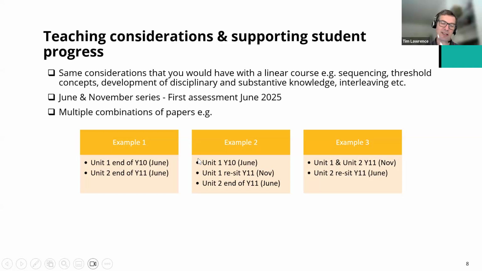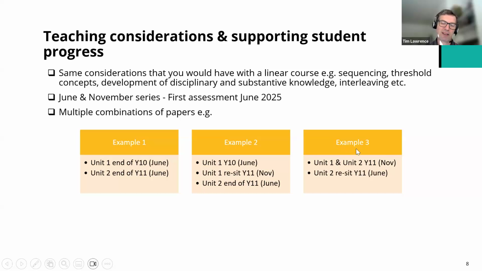So here we have on this slide some different examples of how you could arrange your entries throughout the course. Y10, Y11, Year 10, Year 11, 14 to 15-year-olds and 15 to 16-year-olds. And of course, it might be that only a few of your students require a resit in November. In example 2, we're not suggesting that they all would.